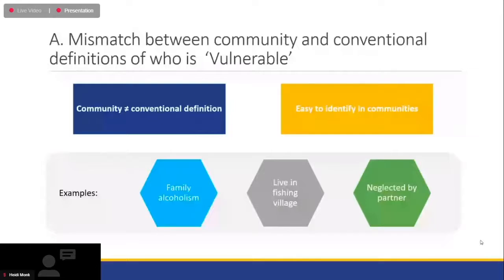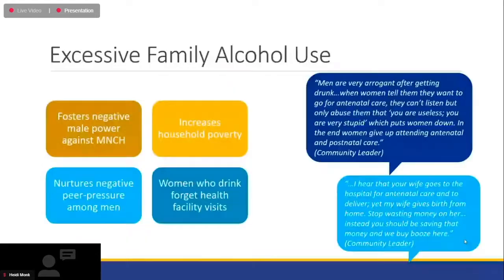Our findings. We found that there is a mismatch between community and conventional definitions of vulnerability. Beyond the conventional definition, community members identified categories like family alcoholism, living in fishing villages, and women being neglected by partners as indicators of vulnerability. Also, we found that these community members said it was easy for them to identify such women.